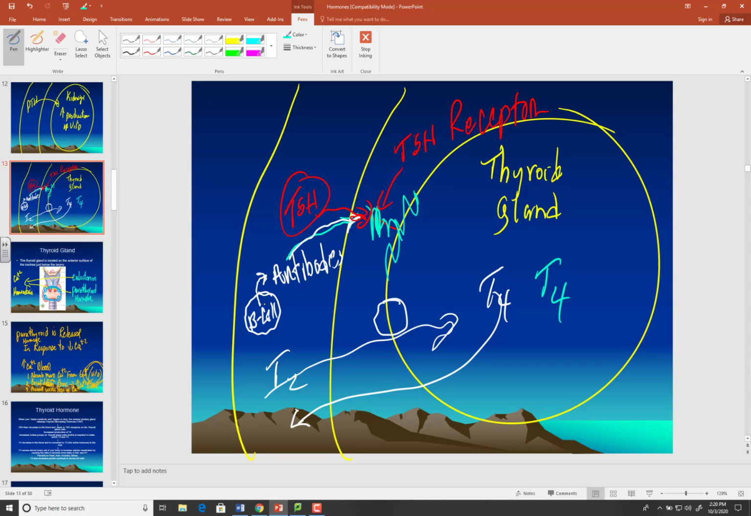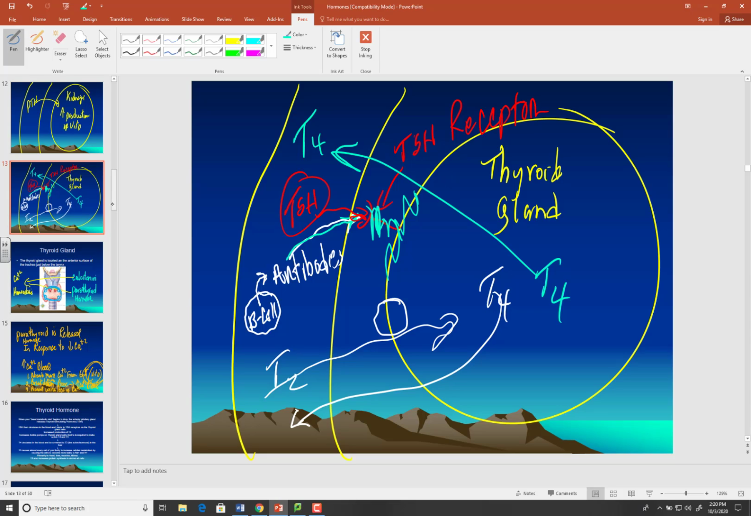So in the early stages of Hashimoto's disease, where these antibodies are attacking and destroying the thyroid gland, it can cause the release of T4, which will then go to the liver and be converted to T3. So in the early stages of Hashimoto's disease, people can develop hyperthyroidism. And you have to watch out for that too.